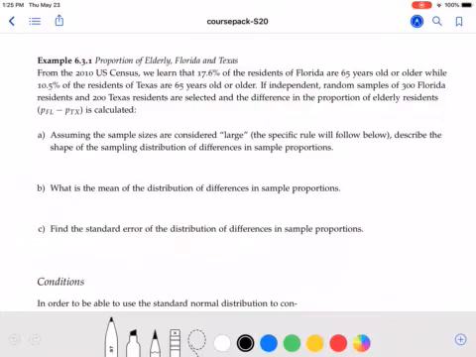What we know is that if we have large enough samples, then the shape of the distribution for the difference in proportions is normal looking.